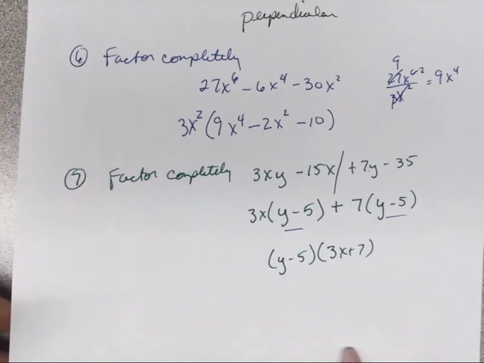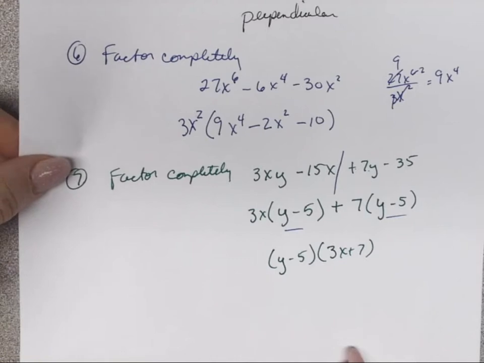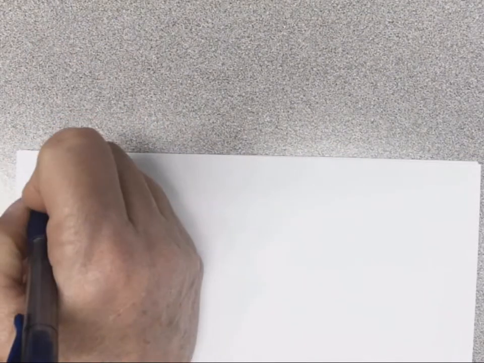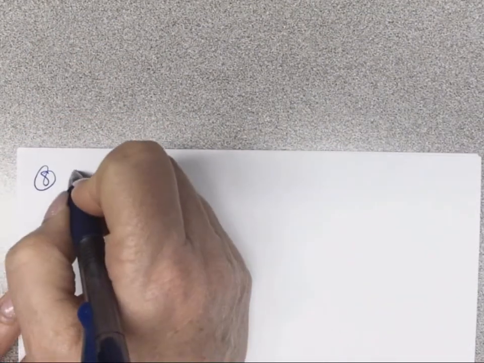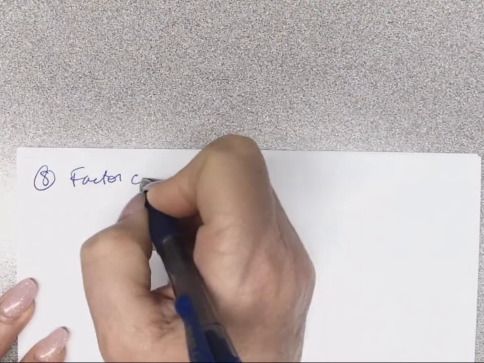All right, now we're going to go do number 8. So for number 8, we are again factor completely.